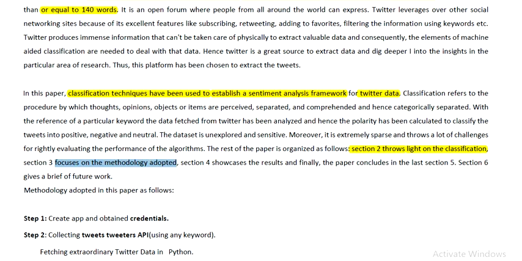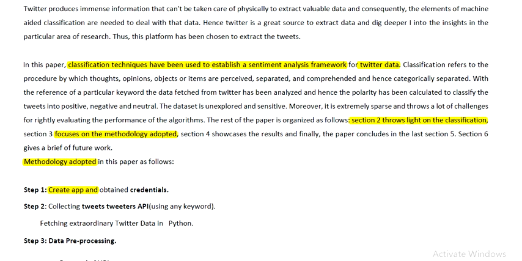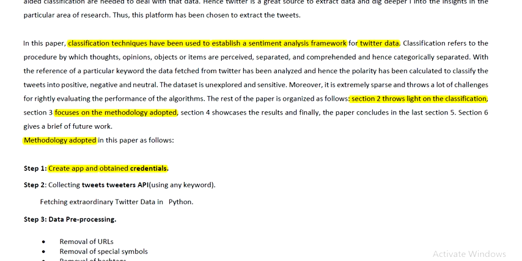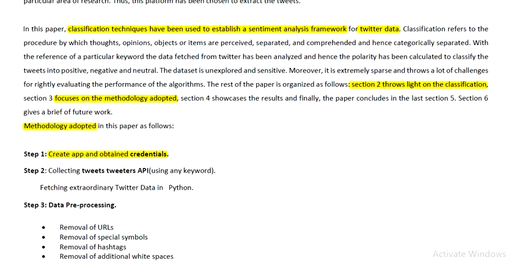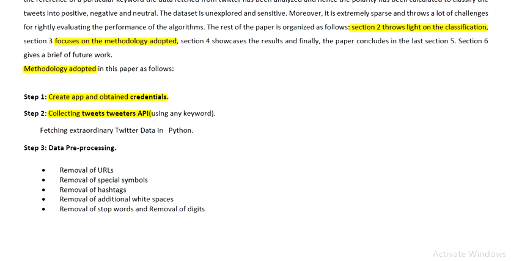Section 2 looks at the topic through the light of classification. Section 3 focused on the methodology adopted. Section 4 showcases the results, and finally the paper concludes in sections 5 and 6. Now in the methodology, you will see that first they created an app on Twitter and obtained some credentials, that is password and username. In step 2, they collected tweets from the Twitter API using keywords, fetching the Twitter data by using Python.